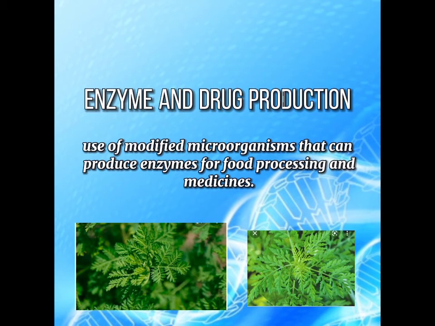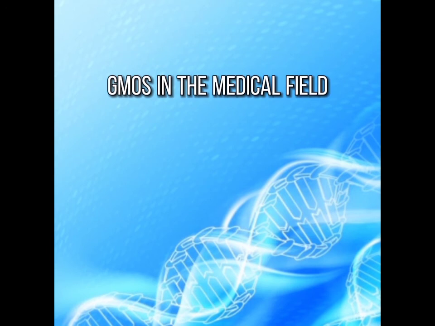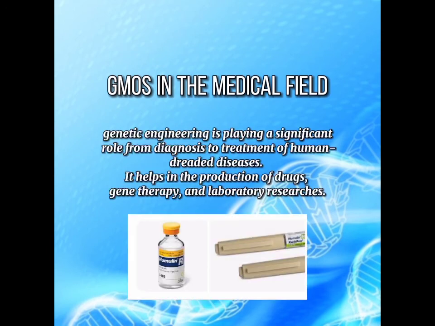For number 6, we have GMOs in the medical field. Genetic engineering is playing a significant role from diagnosis to treatment of dreaded human diseases. It helps in the production of drugs, gene therapy, and laboratory research. One example of this is Humulin, the genetically engineered insulin used by type 1 diabetes patients who are insulin dependent.